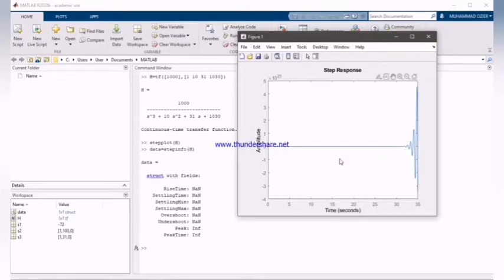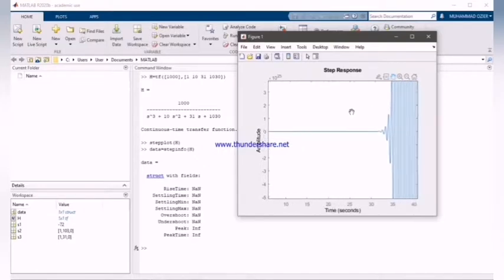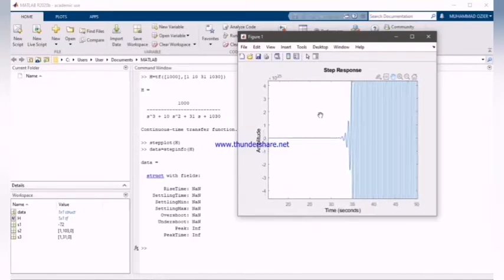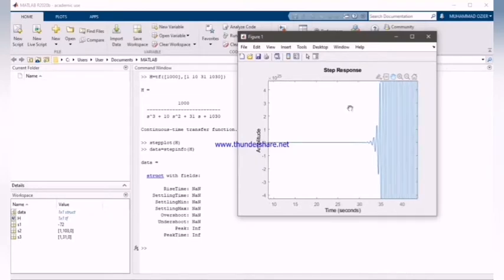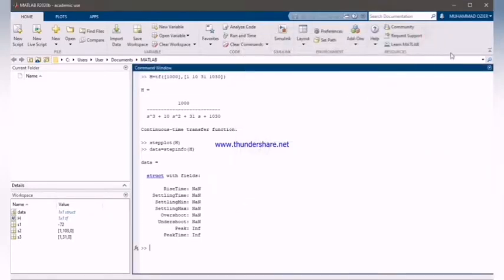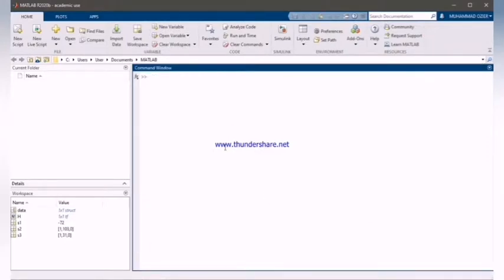So the graph begins stable and then becomes unstable, and at the end of the graph it is very unstable. So that's all for number 3. Alright, next I will continue with number 4.